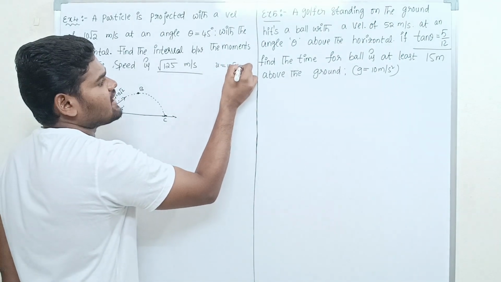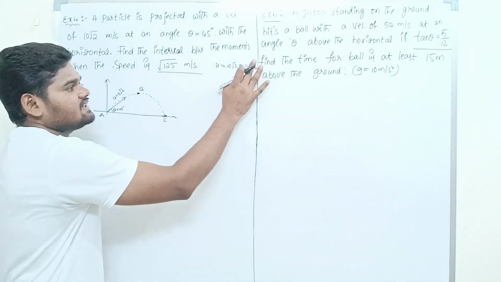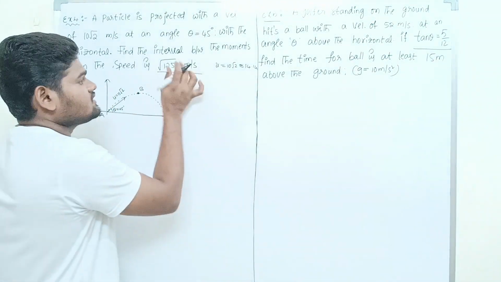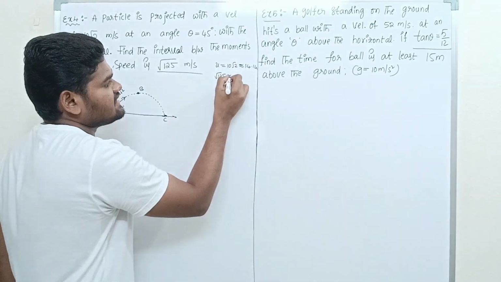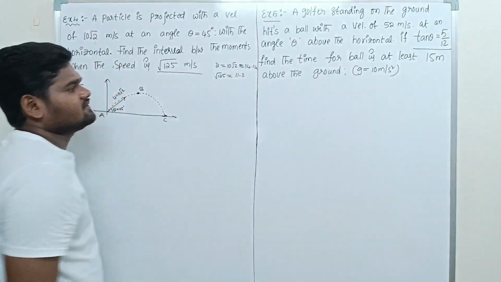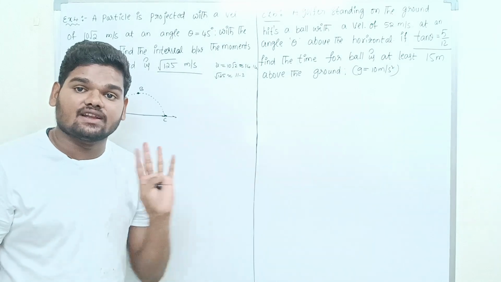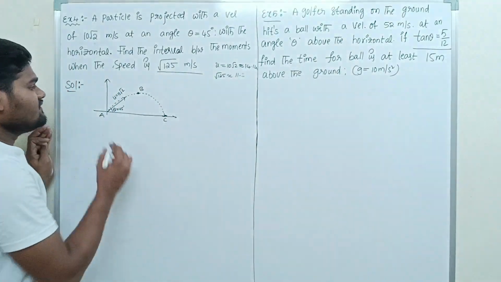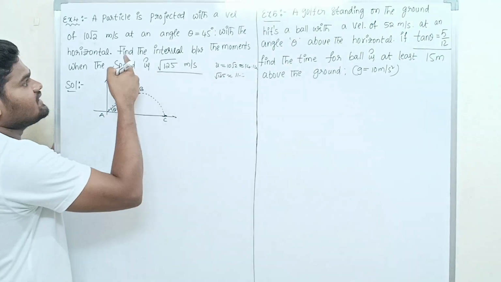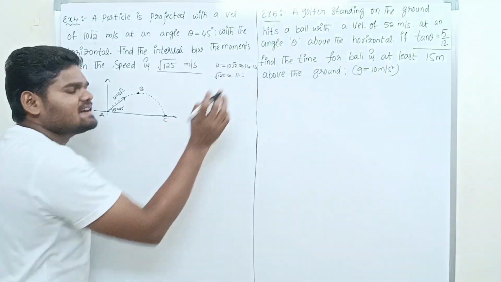10 root 2, and its value is nearly 14.14. Let us consider it as 14. We projected the object with a speed of 14 meter per second. Root over 125 value is nearly 11.32, something like that. Let us consider it as 11. What they are asking is to find the time interval between the moments when the speed is root over 125, which means let us consider 11.